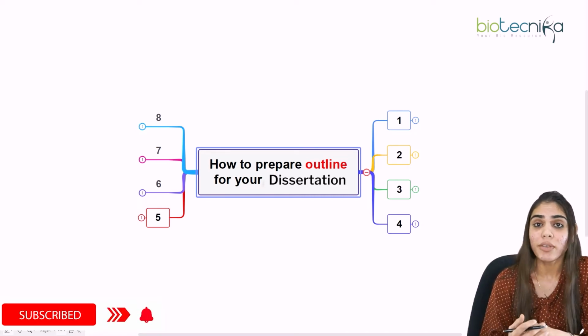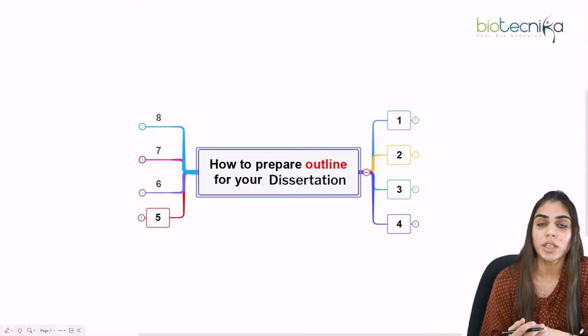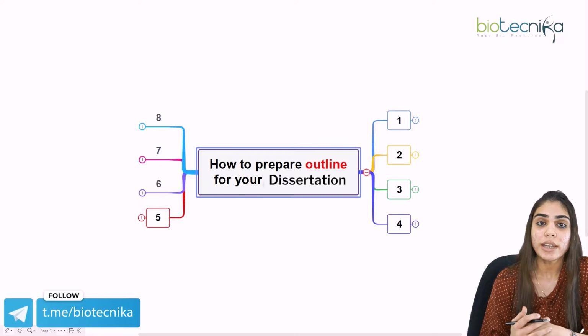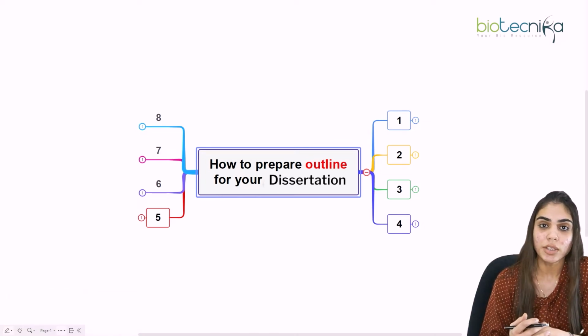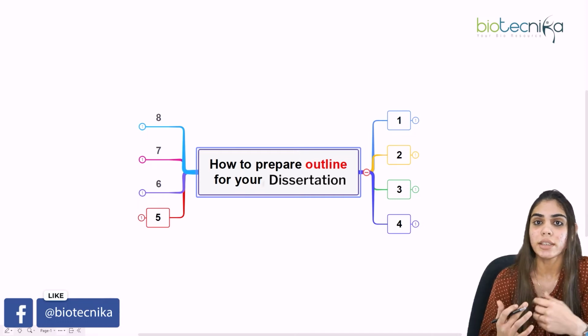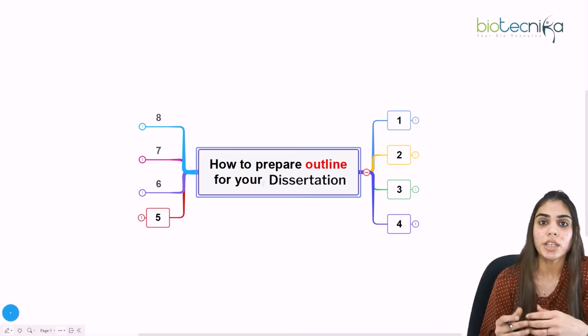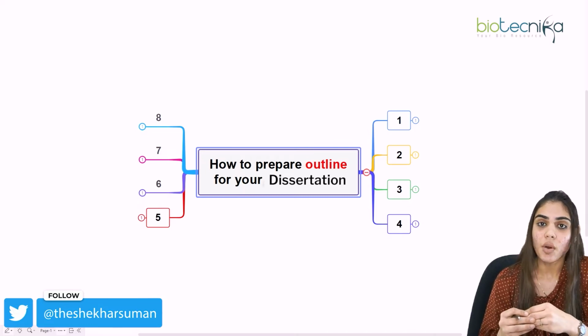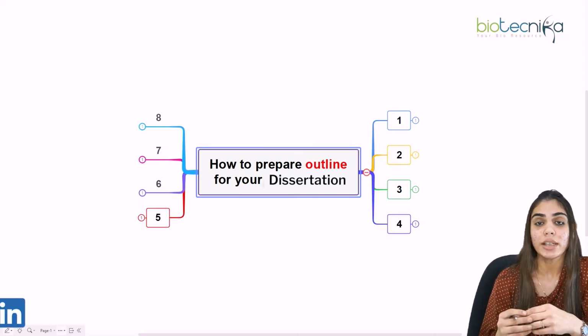And now you might have qualified the CSIR NET examination and be looking for an opportunity for your PhD. So in both cases, you need to write your dissertation or thesis. Now, what should be the outline and representation of your thesis or dissertation or topic? So let's discuss the same and see the details of it.